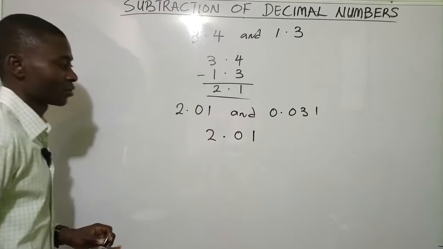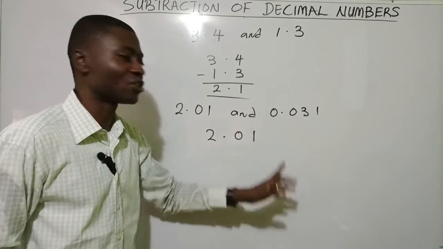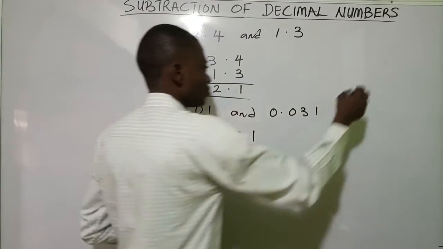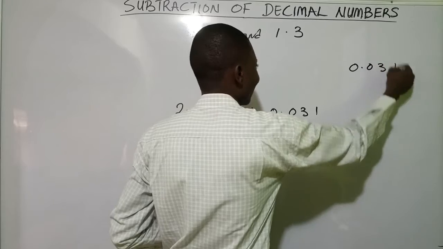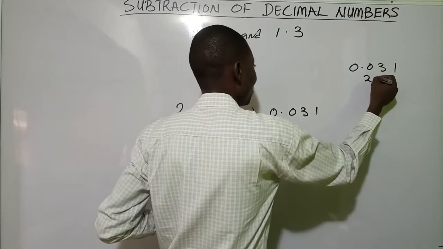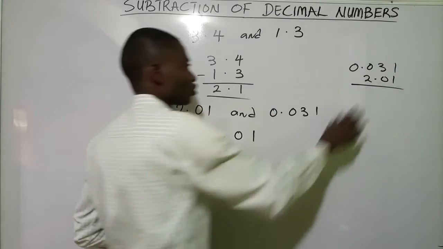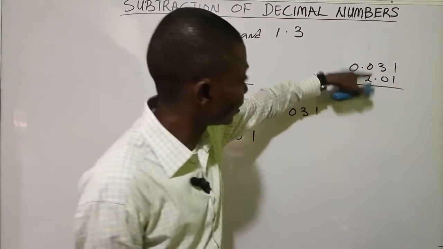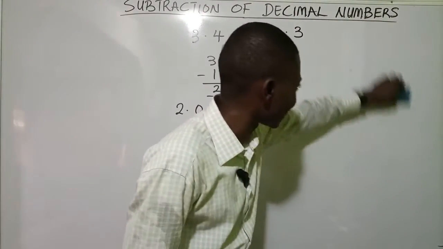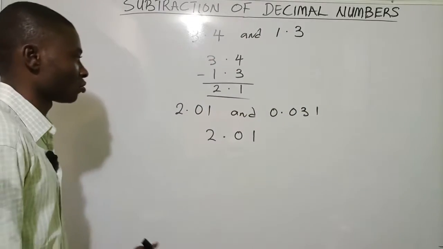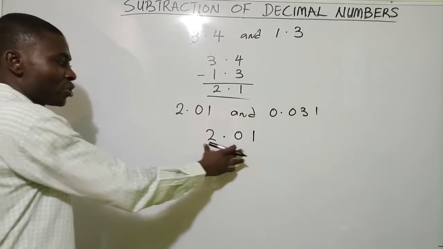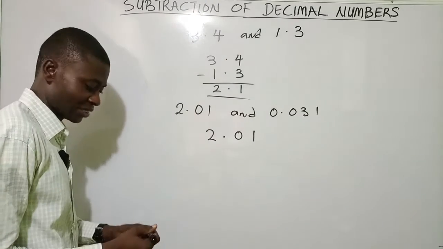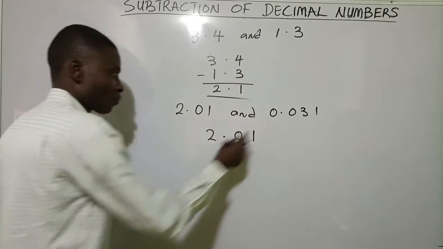So this is 2.01. Now, when you want to subtract, please don't make the mistake of thinking that because you are seeing all these numbers here, you should write 0.031 and then put the 2.01 under it. No, it's wrong like that. If you do this, you will be wrong. You won't get the correct answer. So please, don't do that. Always put the one that is bigger on top, and then the other one under it. And then you watch out for the decimal point.